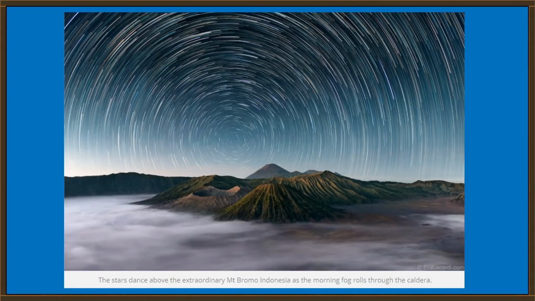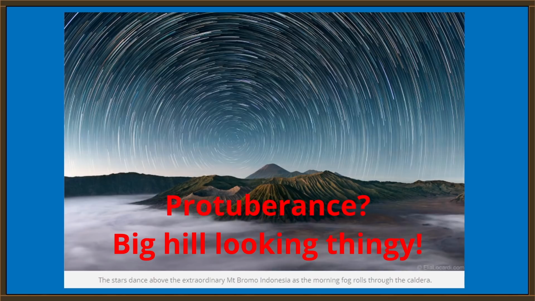There's that picture again. And the caption at the bottom simply says, "The stars dance above the extraordinary Mount Bromo, Indonesia, as the morning fog rolls in through the caldera." Well, that's a volcano in Indonesia, Mitchell. Have a look at those very distinct features. You see a rather high mountain in the background. In the foreground, you see a rather large crater and a protuberance coming up from the floor of the caldera.